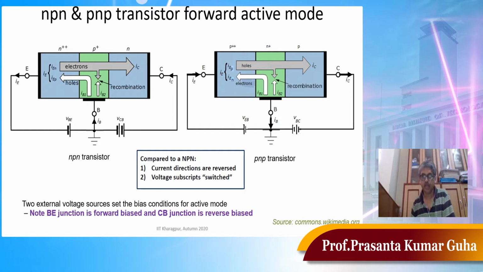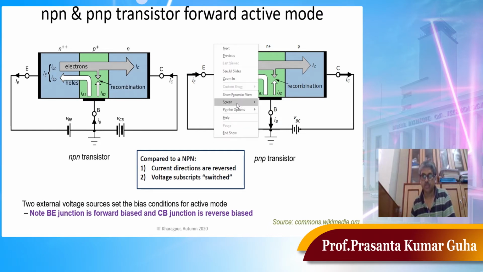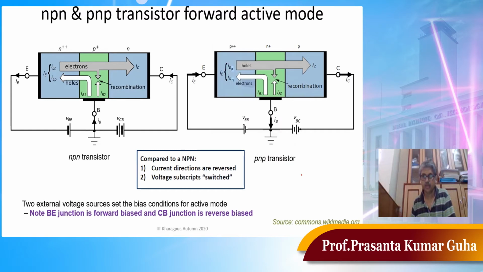Now, the left hand side, as I pointed out, is the NPN transistor or NPN BJT. So this is your emitter. The middle green portion is the base, and the blue portion at the right is the collector. Now if you look at the biasing, the emitter is connected to the negative terminal of the supply voltage, and the P base is connected to the positive terminal of the supply voltage.